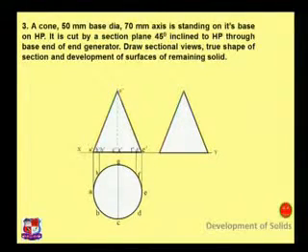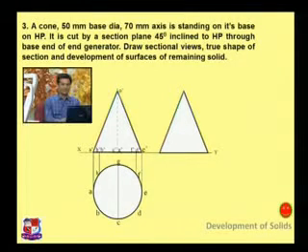This is the side view. The cone will appear as a triangle in front view as well as in side view. So both these views will appear as a triangle like this. These are the generators of the cone. This is the axis of the cone. Locate these points from the side view like this.